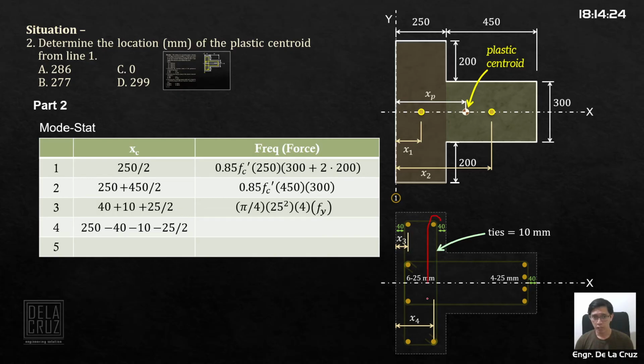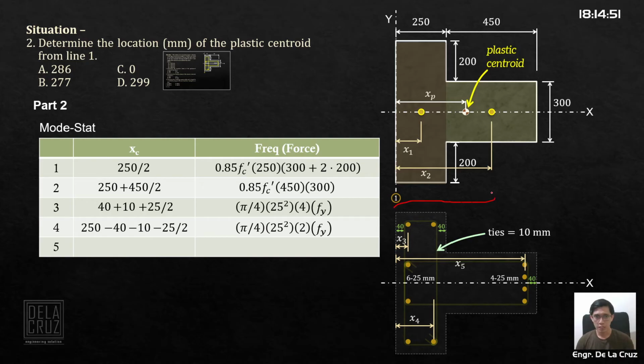And ganoon pa rin yung area ng dalawang bars. Pi over 4 times 25 squared times 2. Dalawang bar. And yung stress natin is Fy. And yung last is itong 4 na bar sa pinakadulo. We need to locate that one. Okay, to the centroid pa rin. Tawagin natin siyang x sub 5. So, what is x sub 5?